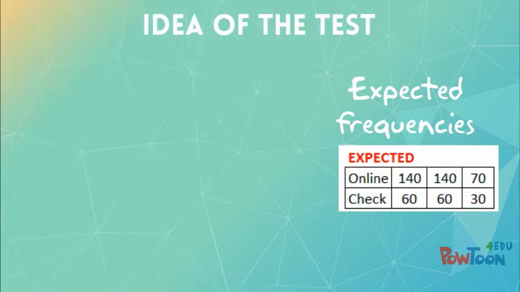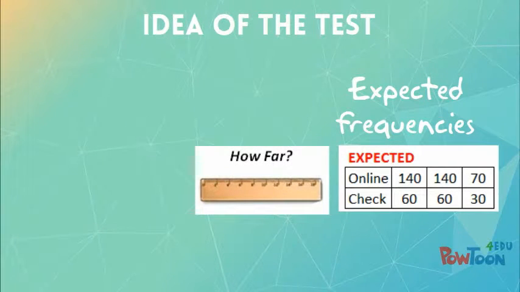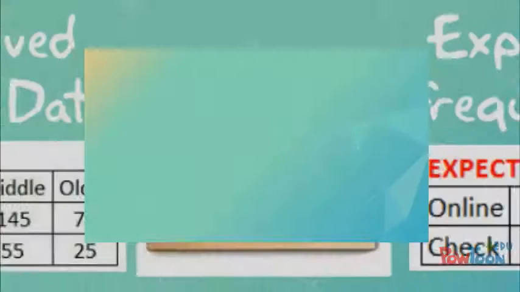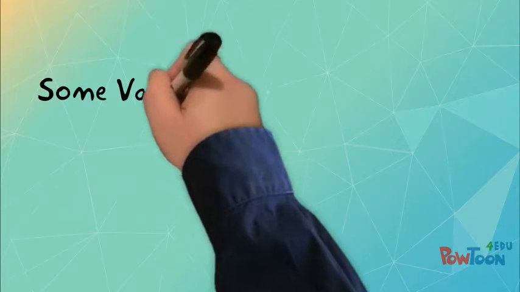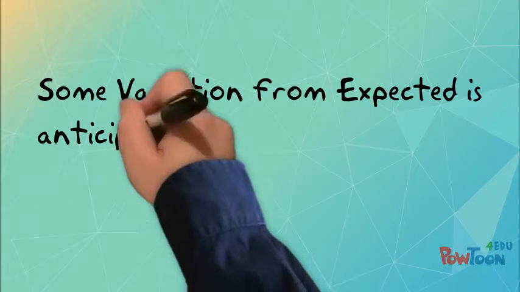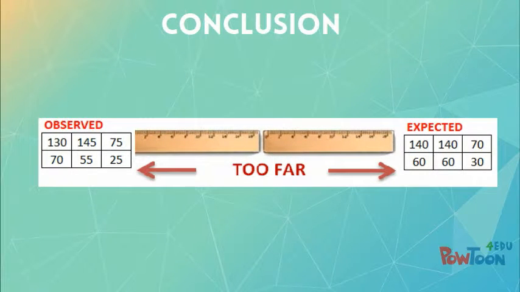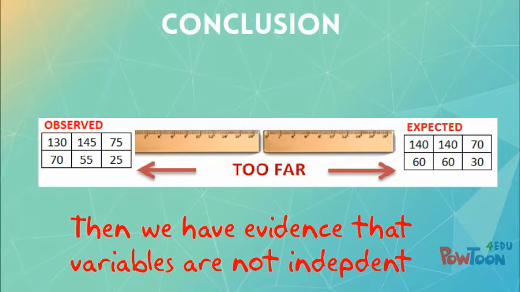The idea of a test for independence is then to compare how far away the actual observed frequencies are from what these expected frequencies are. Of course, some variation from these expected frequencies is anticipated due to sampling error. But if the observed values are too far away, statistically speaking, from what we expect, then we have evidence that the null hypothesis is not true. That is, that the two variables are not independent.